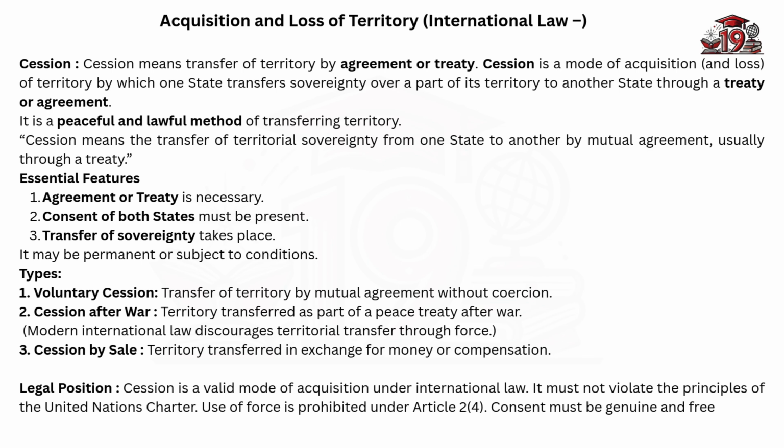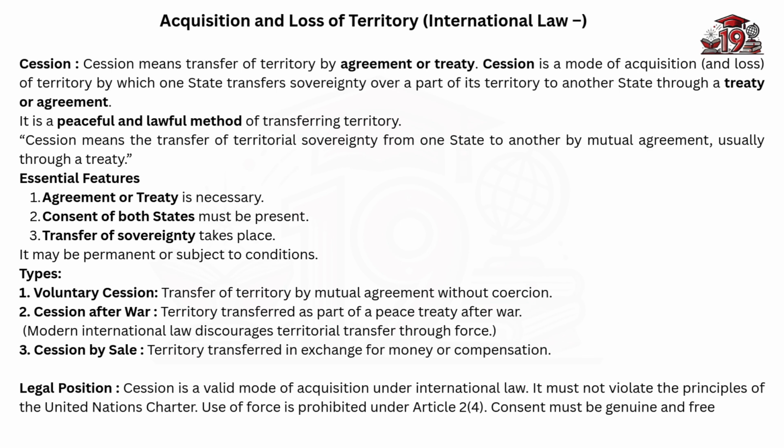Essential features. Agreement or treaty is necessary. Consent of both states must be present. Transfer of sovereignty takes place. It may be permanent or subject to conditions. Types. 1. Voluntary cession.